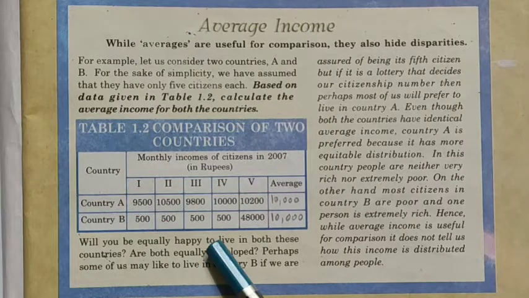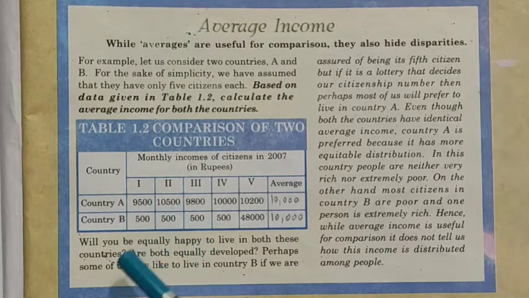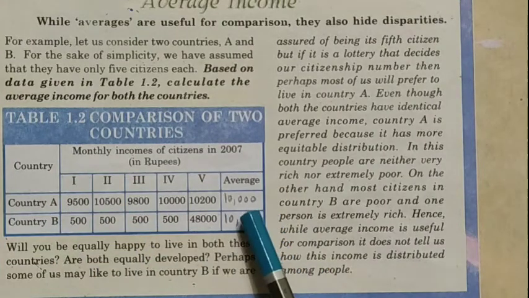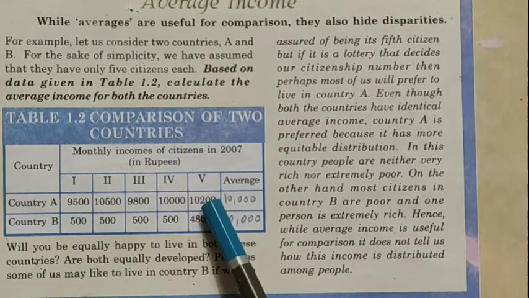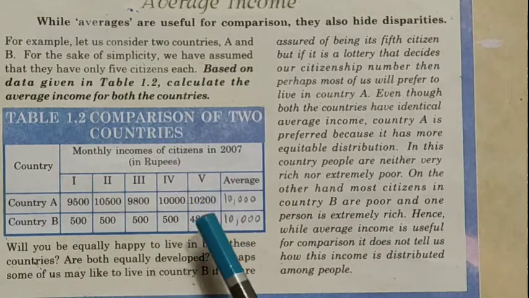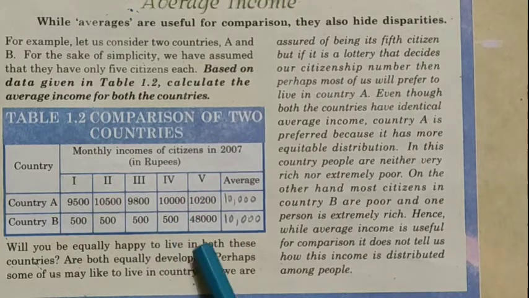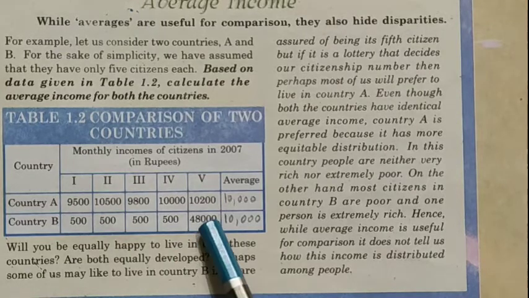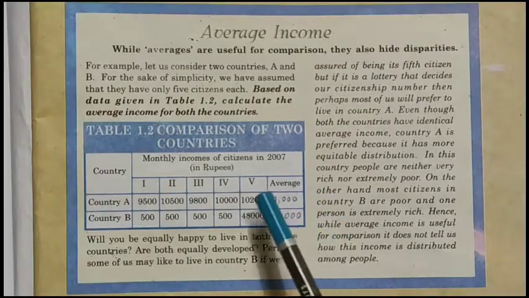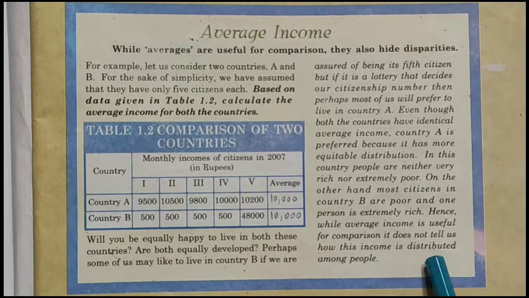If you were given a chance to choose between country A and B, which one would you choose? Where would you go? Even though both countries have identical average income, country A is preferred because it has a more equitable distribution. In this country, people are neither very rich nor extremely poor. On the other hand, most citizens in country B are poor and one person is extremely rich. Hence, it is proof that while average income is useful for comparison, it does not tell us how this income is distributed among people.